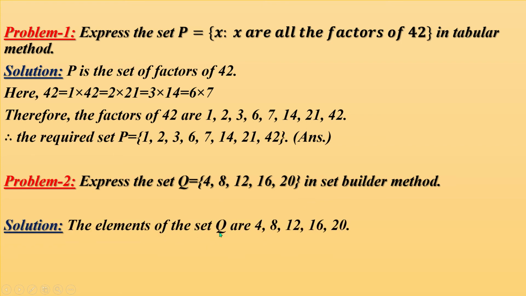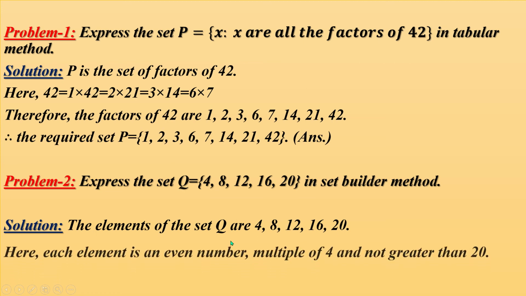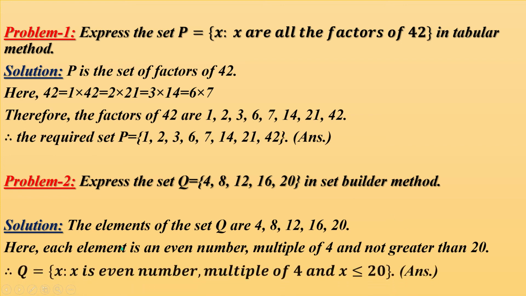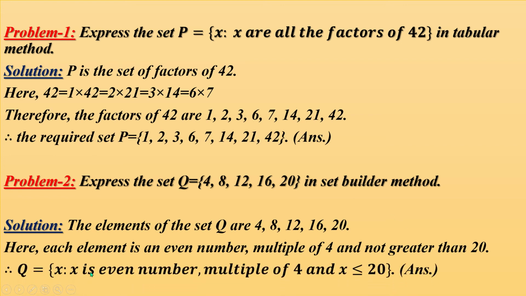The elements of the set Q are 4, 8, 12, 16, 20. Here each element is an even number, a multiple of 4 and not greater than 20. Therefore Q equals {x such that x is an even number, multiple of 4 and x less than or equal to 20}. This is the required answer.